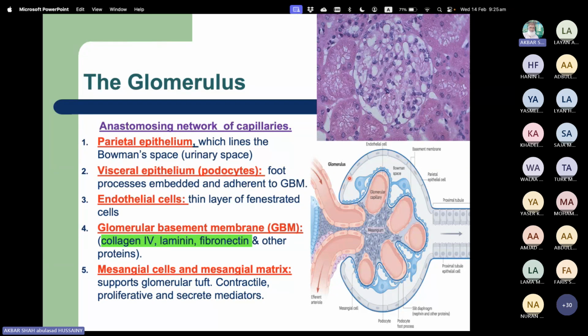So in this diagram, you can see the parietal cells, this visceral layer of podocytes. They are called podocytes because of the foot processes. Then these are the endothelial cells, the afferent arterioles. The basement membrane is again important. You see this basement membrane? We may ask you the question, what are the components or the constituents of the basement membrane? And finally, the mesangial cells, the dark gray colors, mesangial cells.